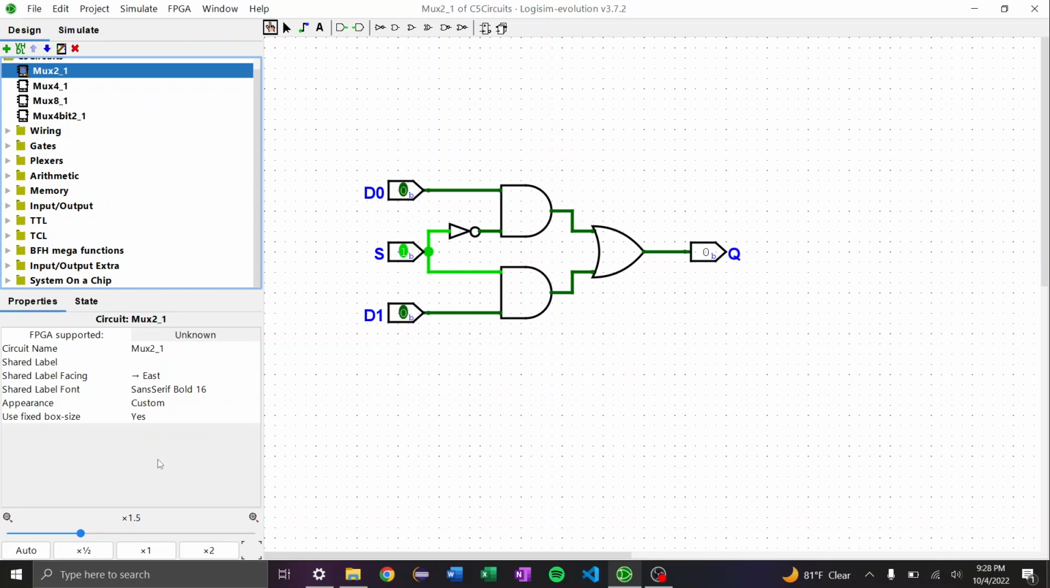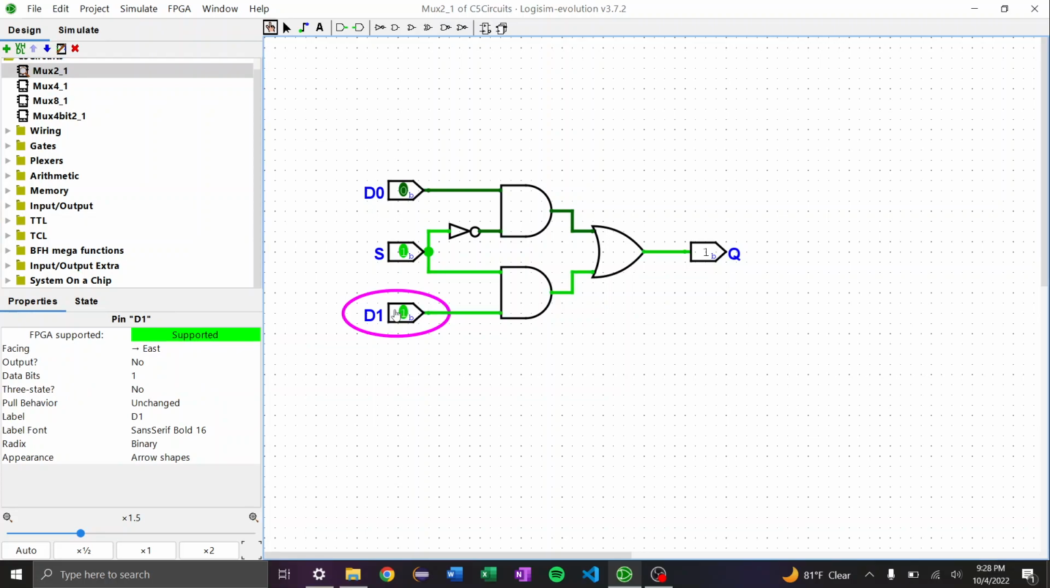Let's start off by explaining this circuit, which is a 2-to-1 multiplexer. This multiplexer takes in two inputs and turns it into one output, which is exactly what we'd expect a multiplexer to do. It is controlled by this select in the middle. Depending on if it's high or low, it only will allow one of these inputs to go through. As you can see, if it's high, it'll only allow D1, and if it's low, it'll only allow D0 to go through.